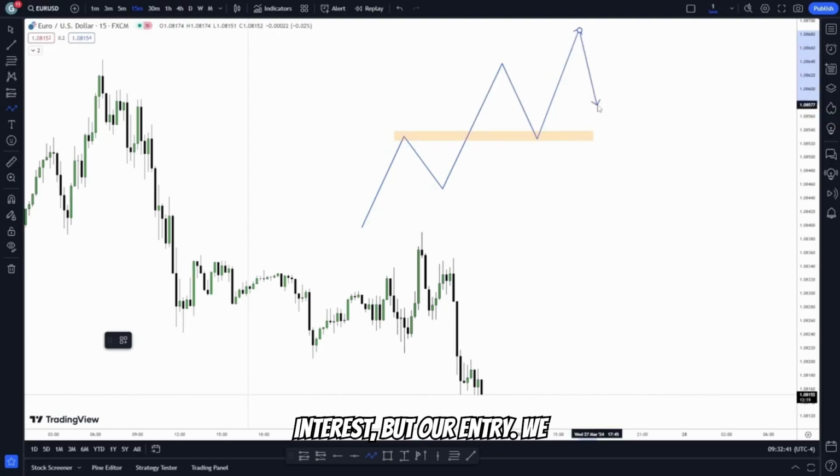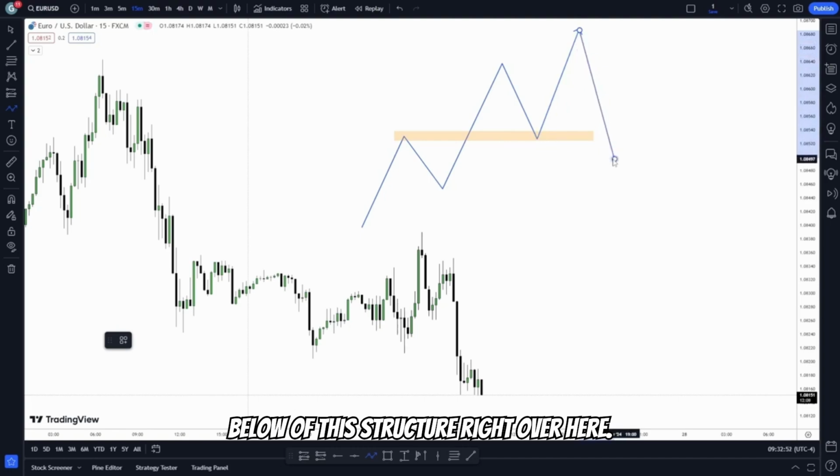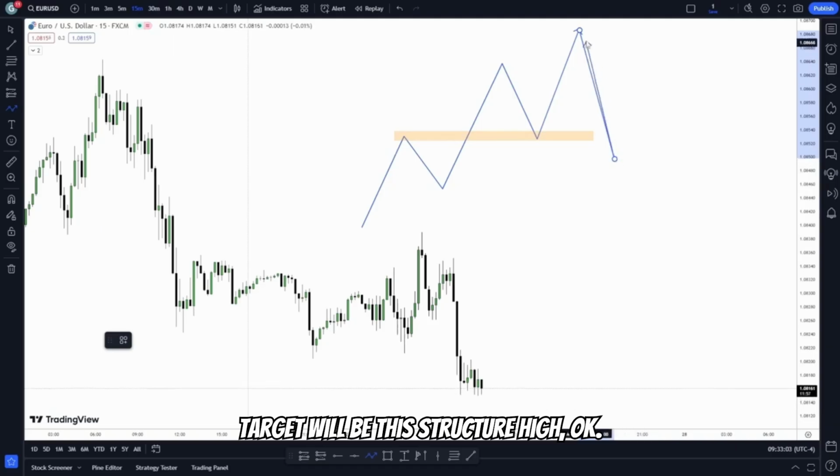But our entry, we know where the liquidity is sitting. Liquidity is sitting below this structure, right? So our entry will be when price goes a little bit below this structure right over here, we will enter just right over here. Okay, and now we can put our stop loss like 10 pips or 20 pips. And our target will be this structure high.